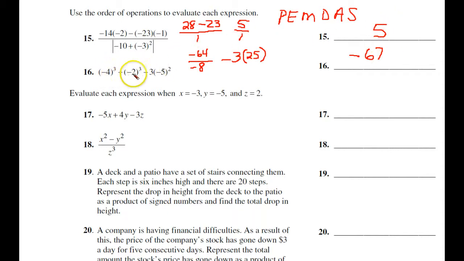Now, here we have to do this division, but we also have to do these exponents. So this is going to be a negative 4 raised to the third is a negative 64. And a negative 2 raised to the third is a negative 8, which is going to give us here a positive 8. Now, we're going to square a negative 5 gives us a positive 25 times a negative 3 gives us a negative 75. Add these two together and we get a negative 67.